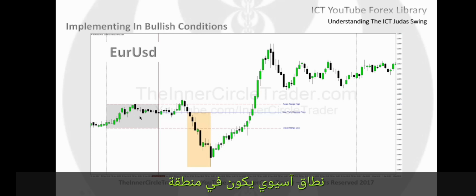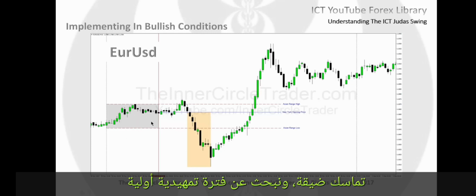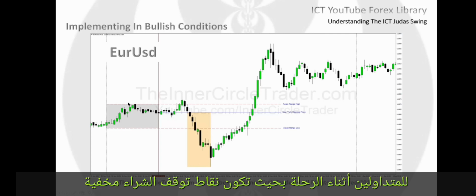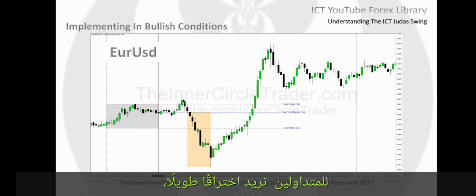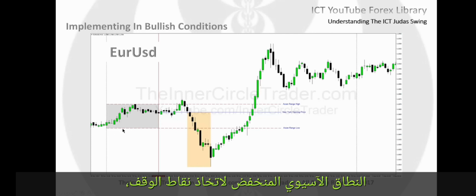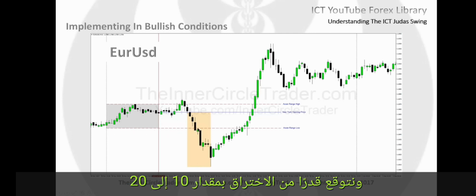We're looking for an Asian range that is in a tight consolidation. We look for initial run up to trip traders in. So buy stops are hit. Traders are now long on a breakout. We wait for the market to trade down below the Asian range low to take the stops, anticipate some measure of a sweep, 10, 20 pips or so.